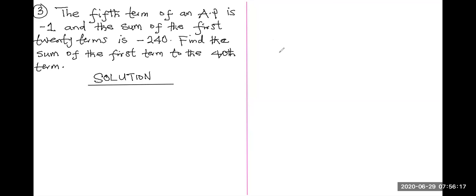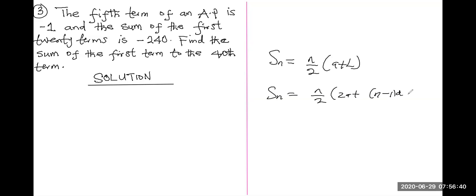So if you write the formula Sn equals n over 2 into A plus L, what is your A? What is your last term? You don't know that. Those informations are missing. Or if you also write the second formula, Sn equals n over 2 into 2A plus n minus 1 d, what is your common difference? You are not given the information to start those items.